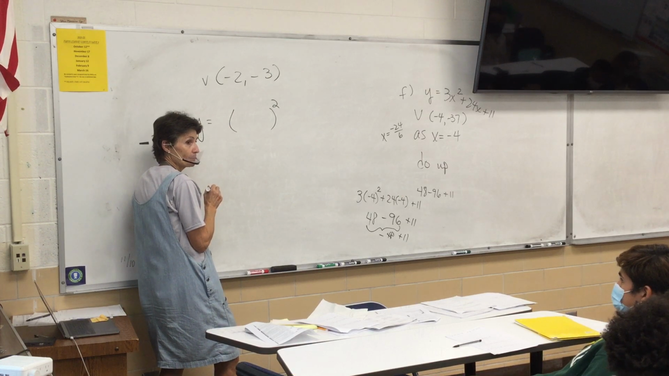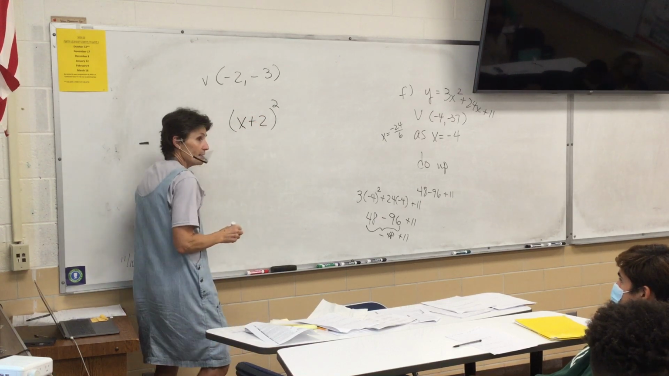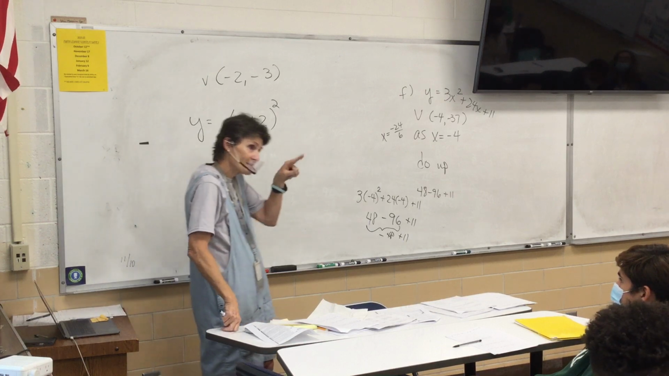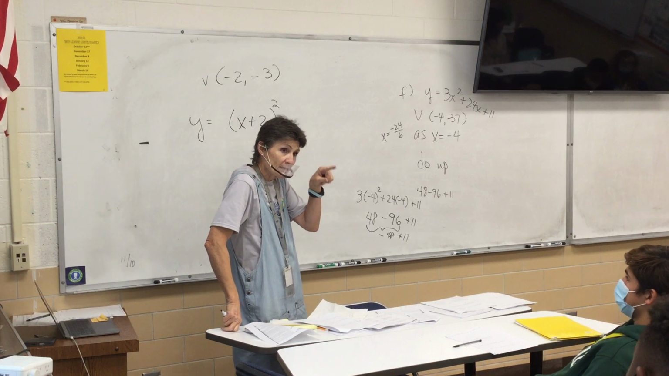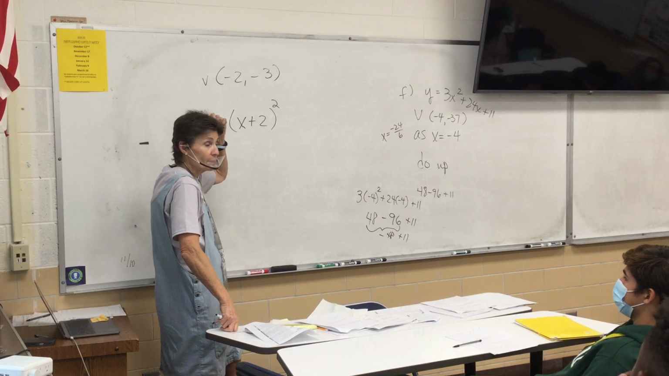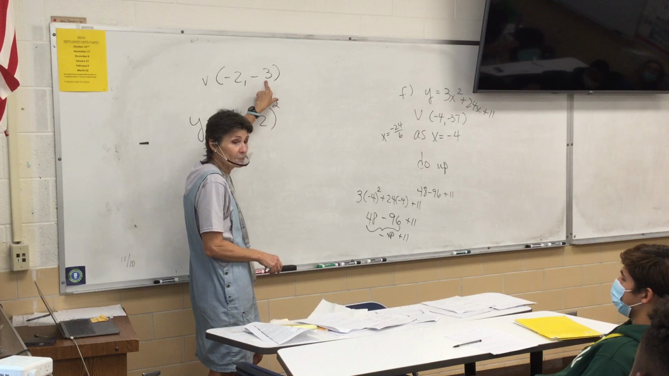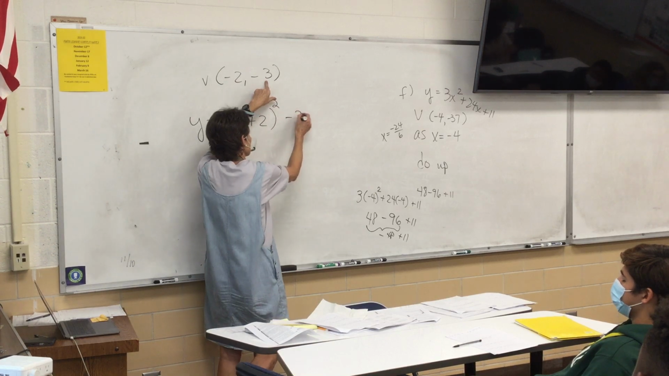Tatiana? X plus 2. X plus 2. Perfect. Because if you have x plus 2 in the parentheses, doesn't that mean you have moved 2 units to the left? Now, what's hanging on the end here that has moved me down 3? -3.